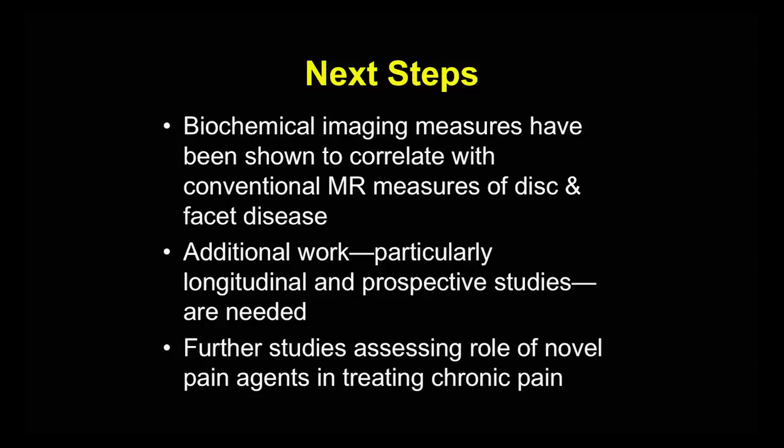So, what are some of the next steps in imaging research? Well, additional work is needed, particularly longitudinal and prospective studies, to study the role of some of these early promising biochemical or imaging biomarkers that have been shown to correlate with conventional measures of disc and facet disease. We also need further studies in assessing the role of novel pain agents in treating chronic pain.